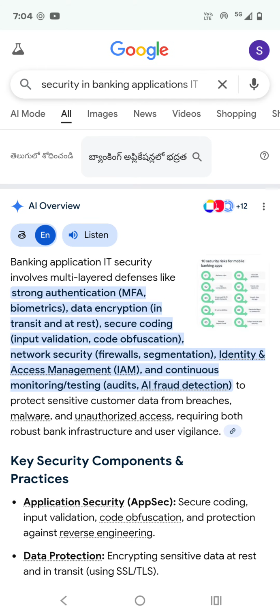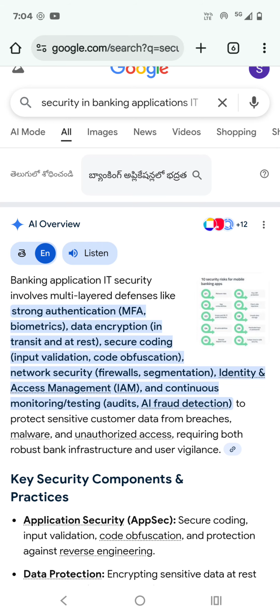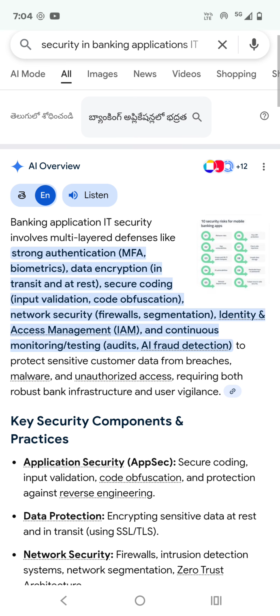Whenever they are building an application, they have to make sure it is integrated with proper security. I want to explain what kinds of security factors to consider when we are building banking-related applications. Many components have to be secured. It is a multi-layered defense, like strong authentication.